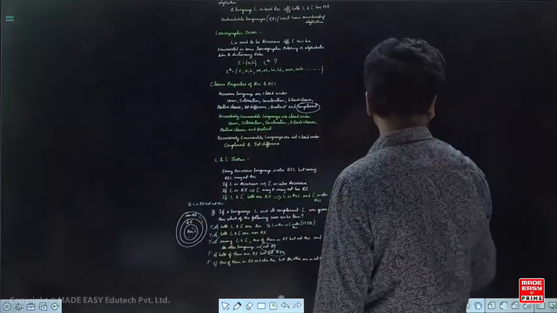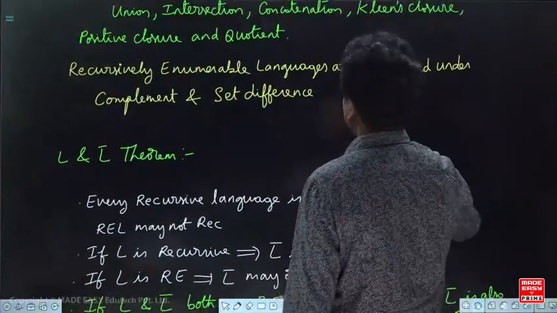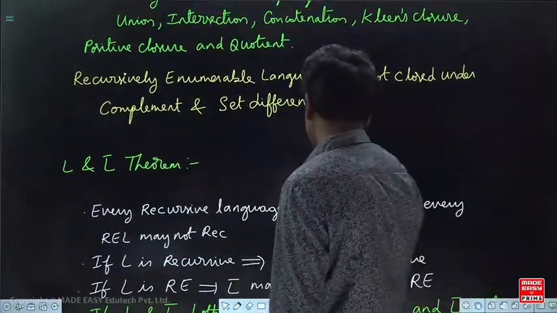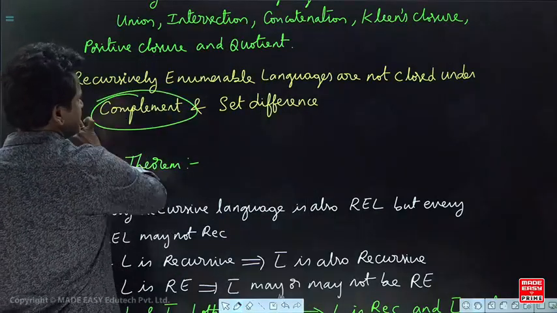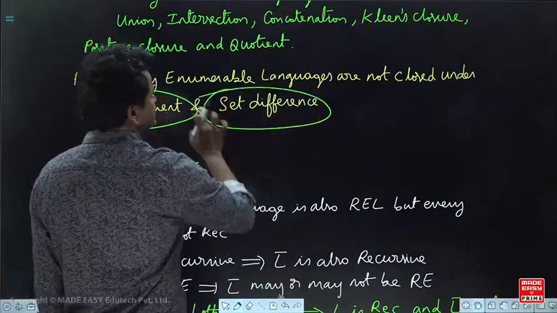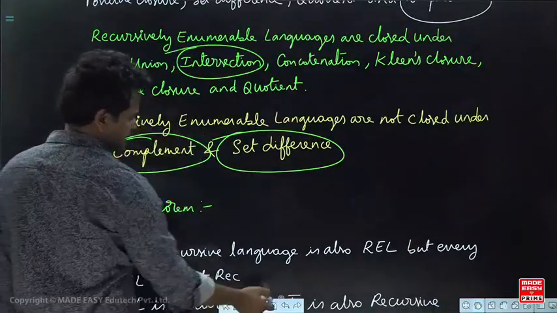Yeah, here, see, RE languages are not closed under complement and set difference. They are closed under intersection. Okay? They are closed under intersection.